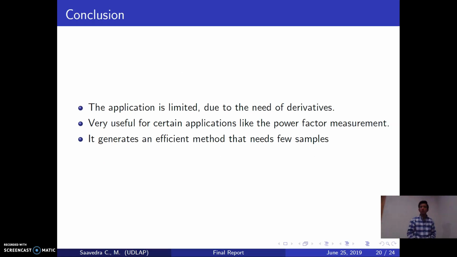Well, the conclusion is that this application is a little bit limited because we need just continuous signals, and for continuous signals we need derivatives. So this is a limitation, but it is very useful for certain applications like power factor measurements, and it generates an efficient method that needs few samples. That is very important because we can already calculate the amplitude and frequency just at the beginning of the signal. Just having the first 3 data points, we can already have this.